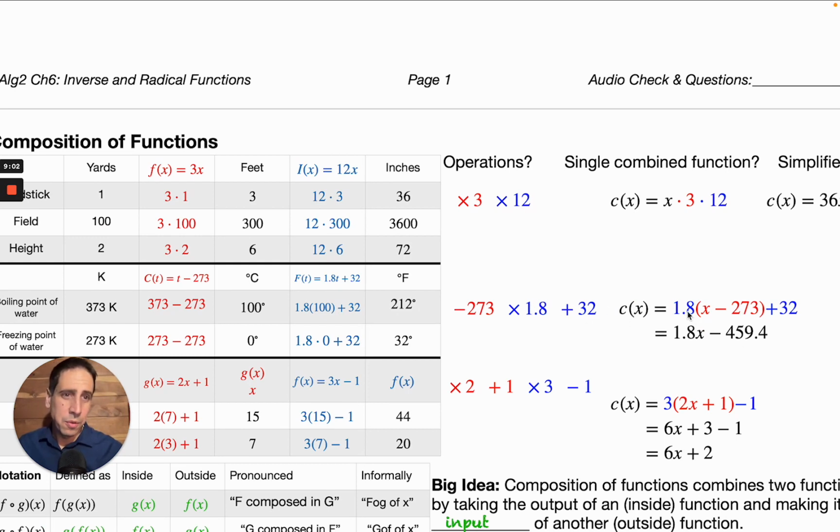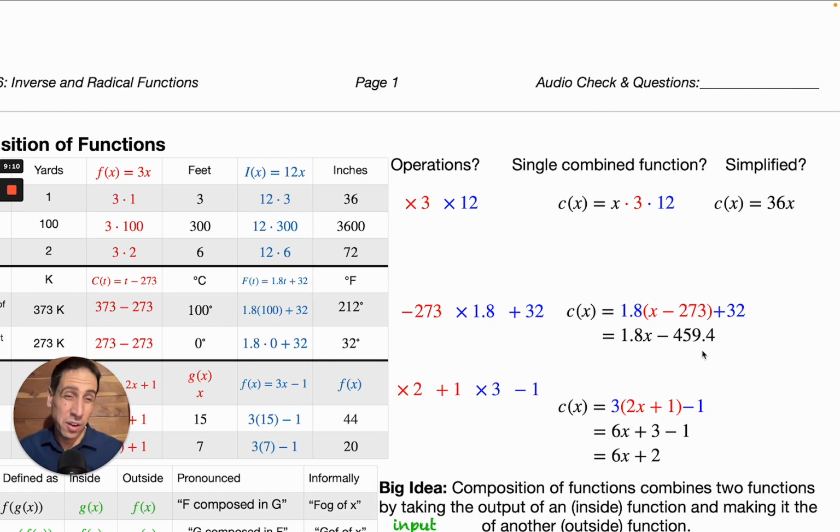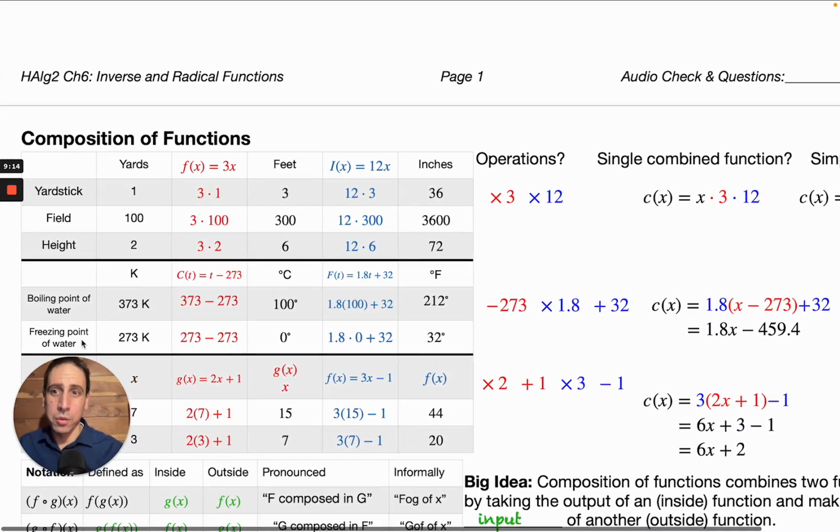And so if you wanted to combine them into a simplified function, you can. You just distribute the 1.8 and then add 32, and you get this, 1.8x minus 459.4. This single combined function will take it from Kelvin all the way to Fahrenheit in fewer steps. And it's just a simpler way to do things, rather than do these 3 operations.